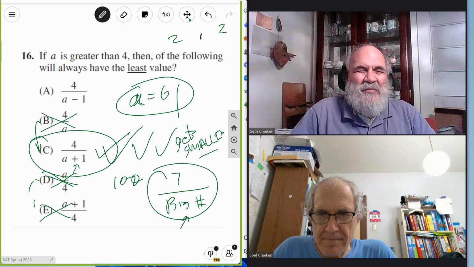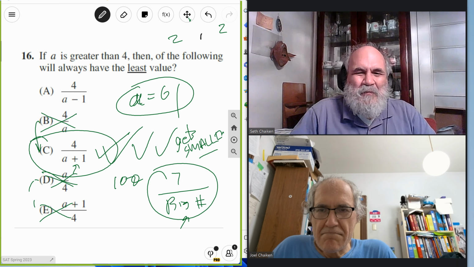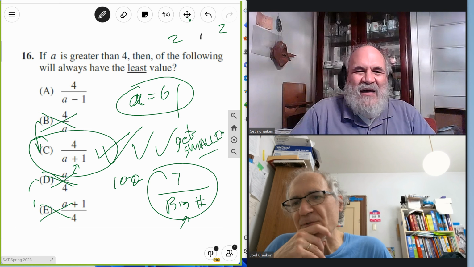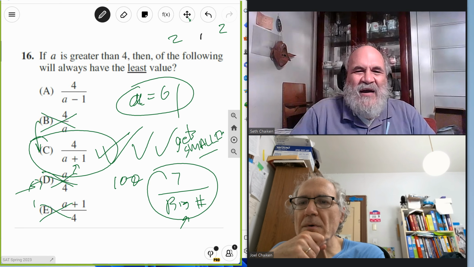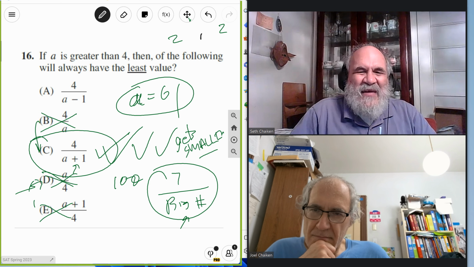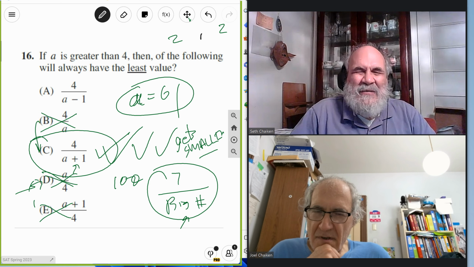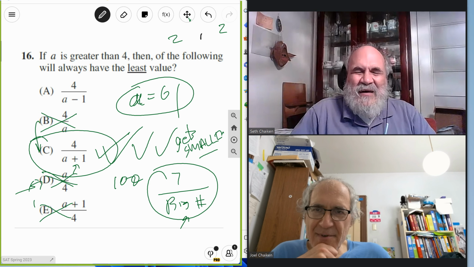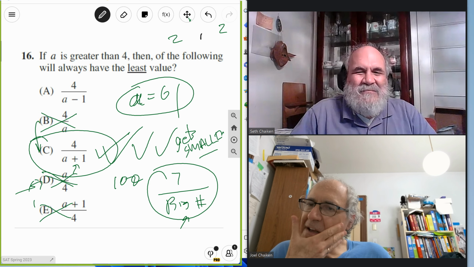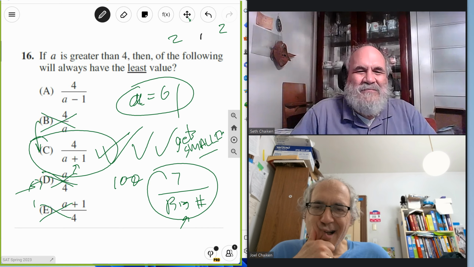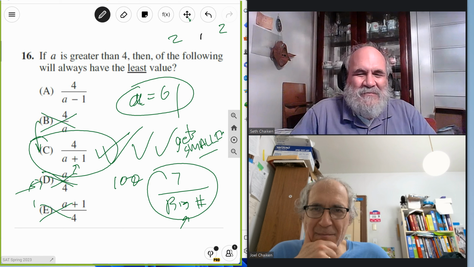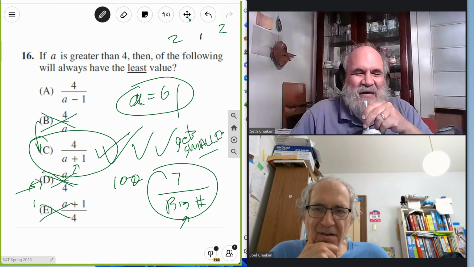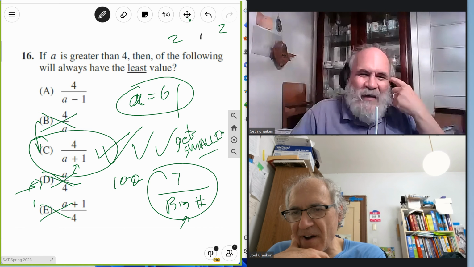The B will be approximately 4. The C will be about 2, smaller. Oh, that's why A has to be greater than 4. If A is a little greater than 1, then D is going to be a quarter. That's why A has to be greater than 4. Yes, there's a method to their madness, because you're dividing by 4.